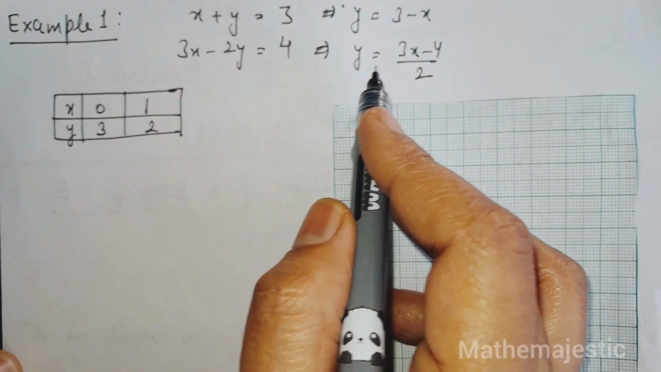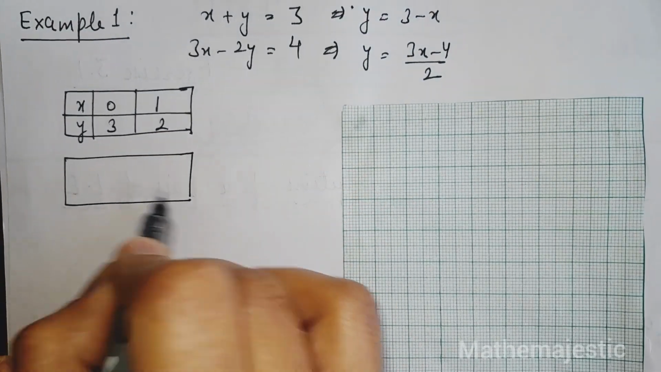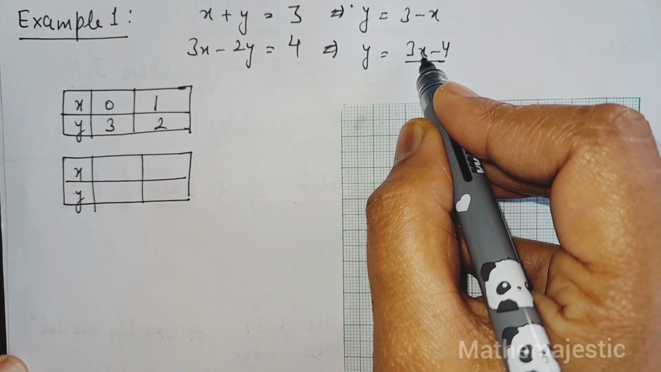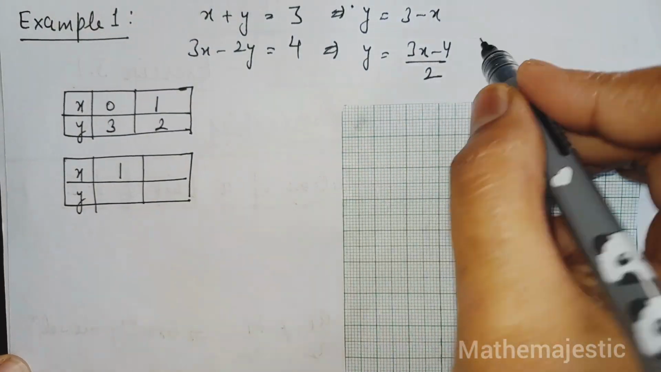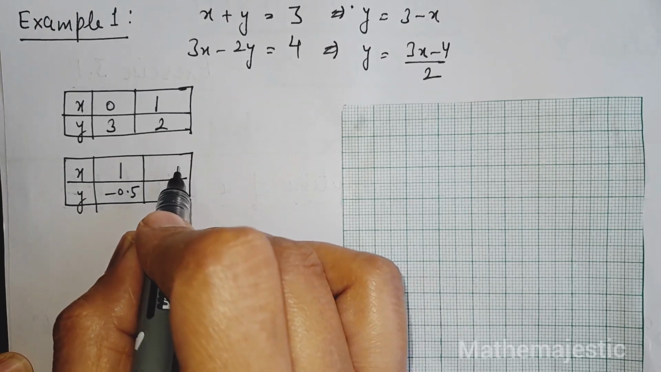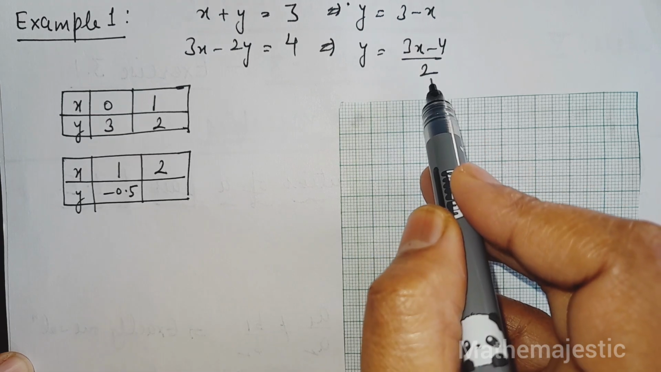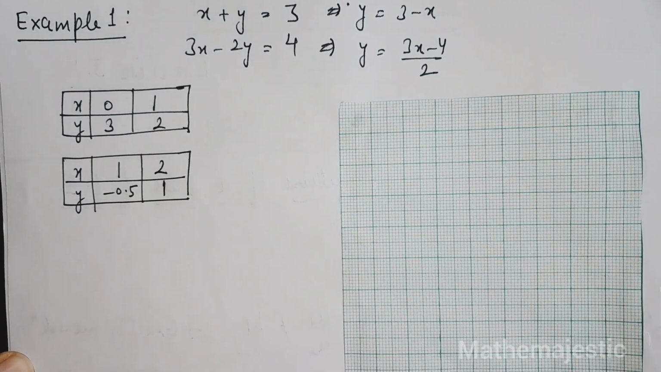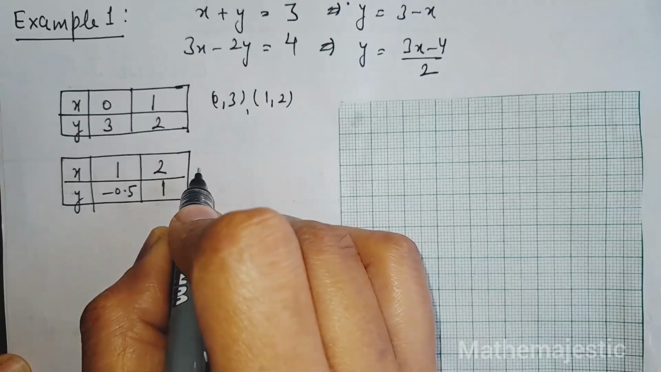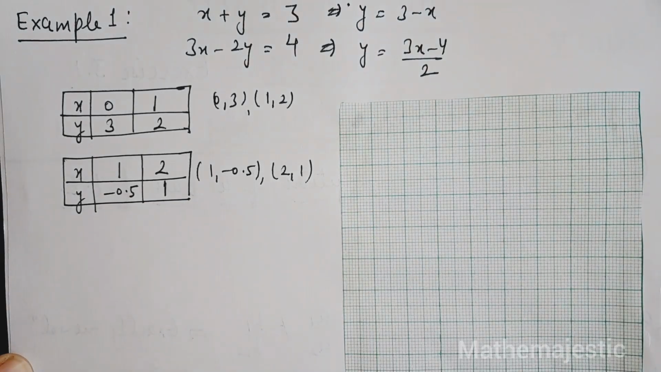Now this is the table of the first equation, so let's draw the table of the second equation. If we take x as 1, y will be (3 minus 4) by 2, that means minus 1 by 2, which is minus 0.5. And if we take x as 2, 3 twos are 6, 6 minus 4 will be 2, and 2 divided by 2 will be 1. Only two values are sufficient. So from the first equation we got two pairs, and from the second equation we got two pairs like this. Now we will represent them graphically.